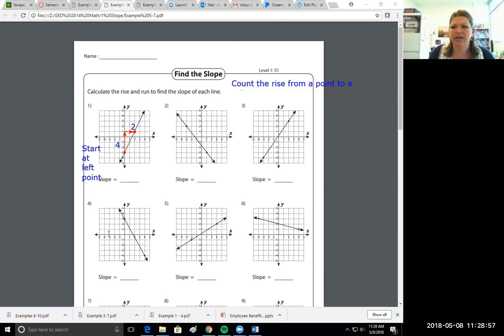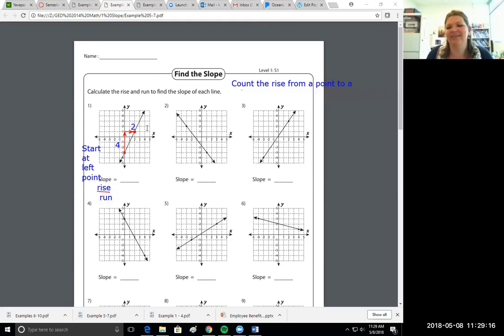So, you know, I need some more room to work over here. So I'm just going to type that. My rise over my run.